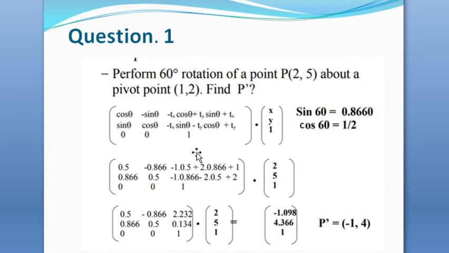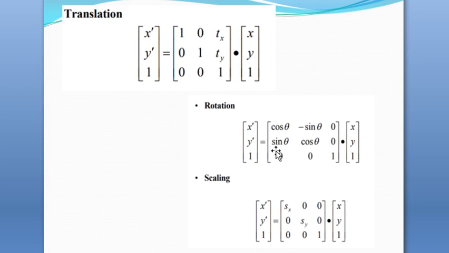The formula used here, combining the translation. Here the formula used: sin theta, sin 60 value is 0.866, cos theta, cos 60 is equal to 0.5. Rotation about the pivot point means we can use this formula.